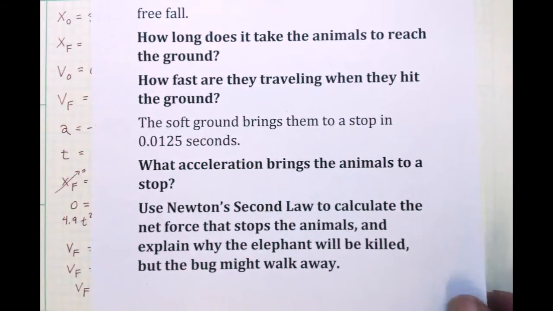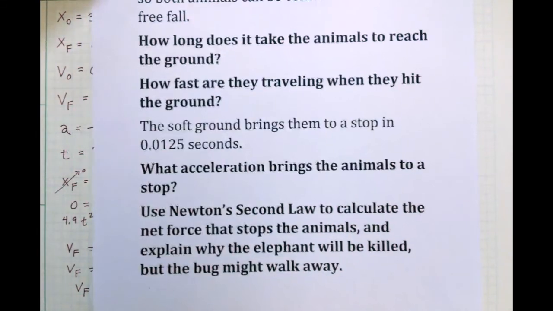We then see that the soft ground brings the animals to a stop in 0.0125 seconds, a very, very sudden stop. We were asked to calculate what is the acceleration that brings them to a stop, and then use Newton's second law to calculate the net force that they feel, and use that net force to explain why the elephant will likely be killed by this fall, but the bug might be able to walk away.